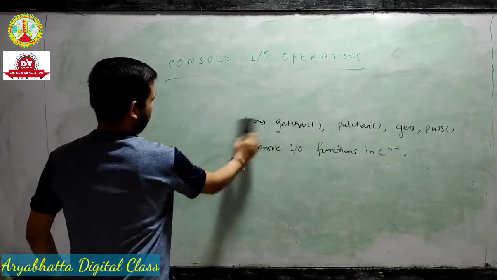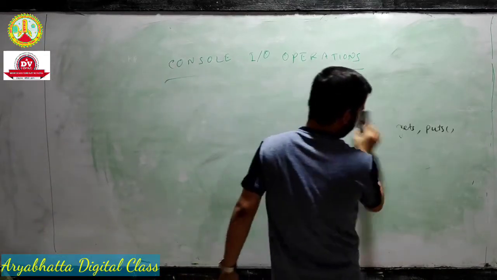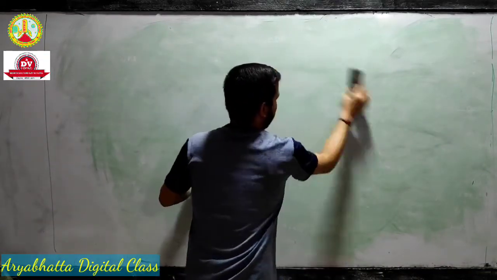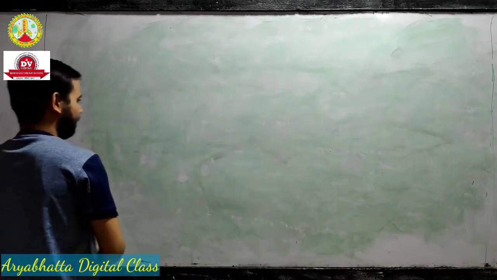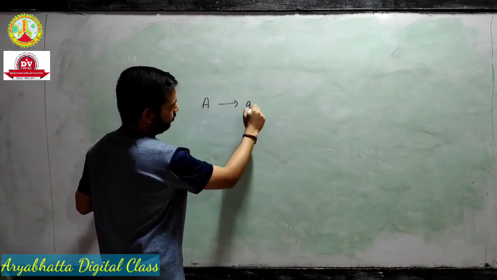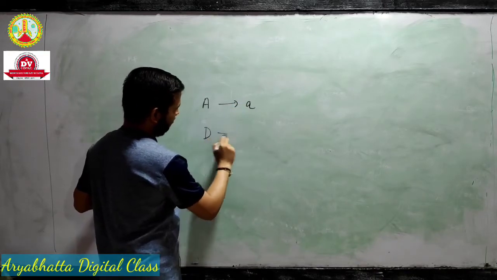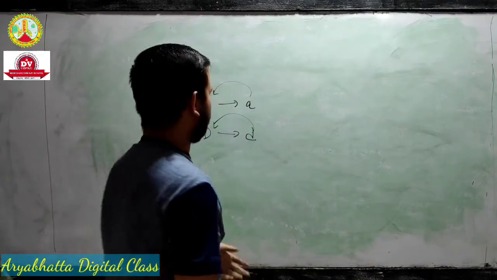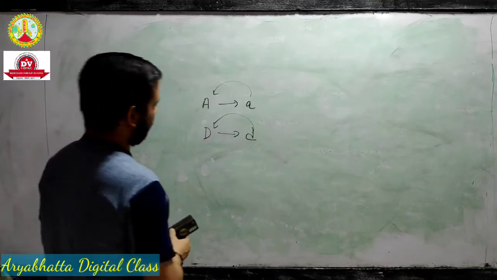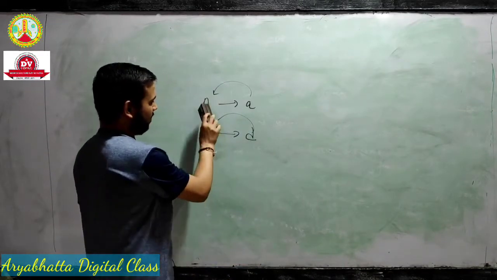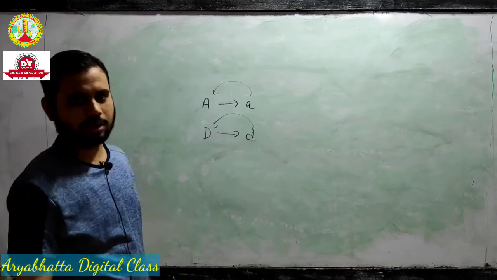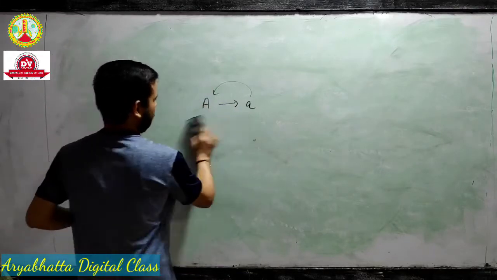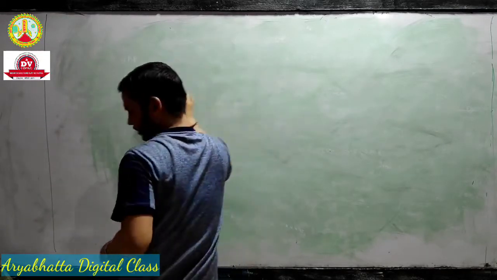Next we have to study a very important program, the conversion of uppercase to lowercase. I will show you. Uppercase to lowercase means capital letter to small letter. How do you convert capital A to small a, capital D to small d, or vice versa? Vice versa means small letter to capital. How can we perform this type of operation in C++?